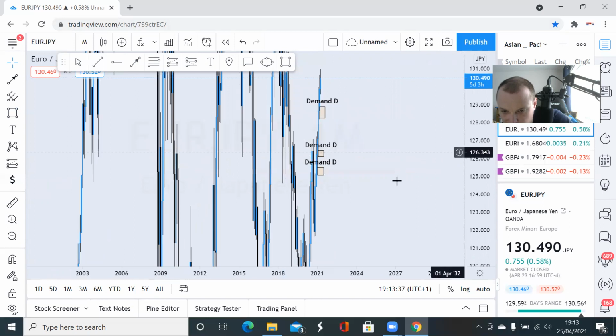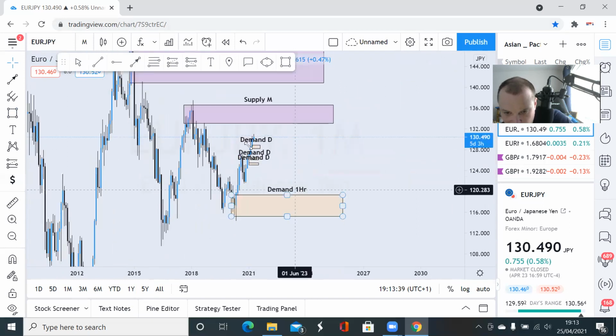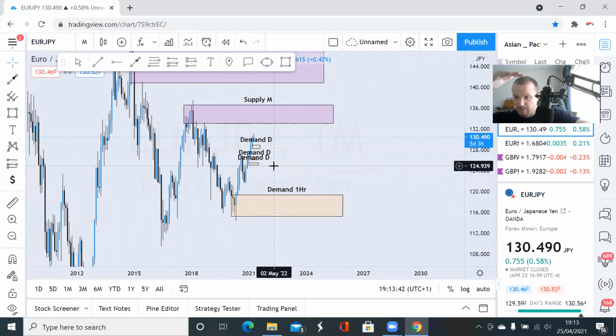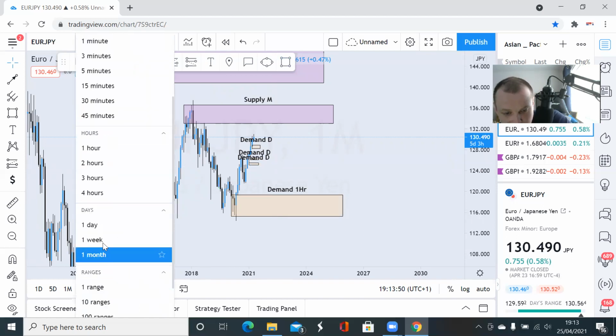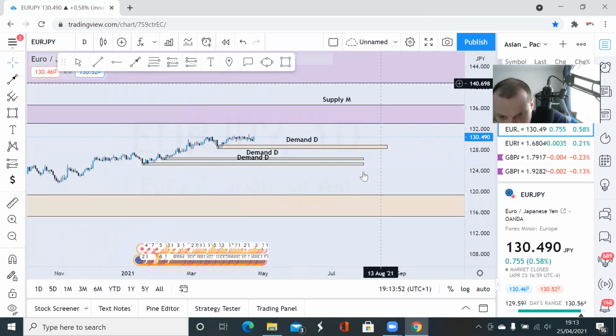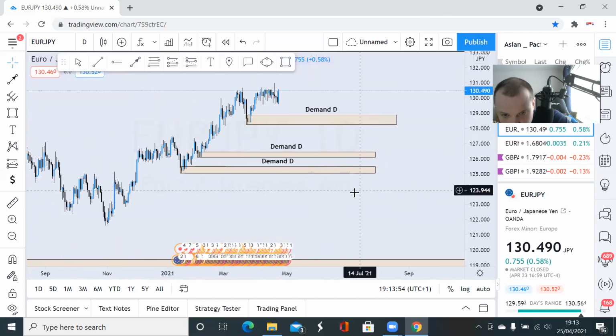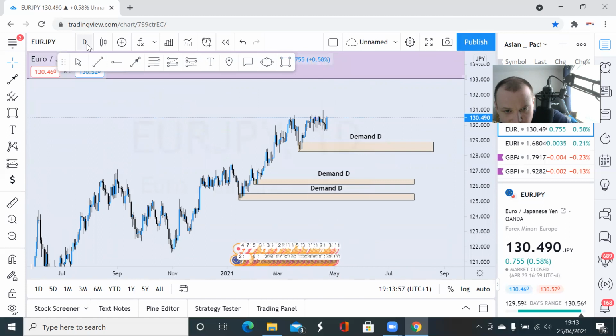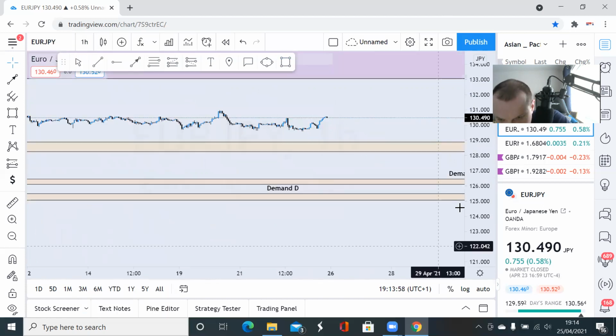Okay, and you can see it's starting to play out. We've got our bigger frame going into the inside of the bigger frame. We're going into the smaller picture. From there, let's go back down to the daily. And then from there, we'll take it down to the hourly.